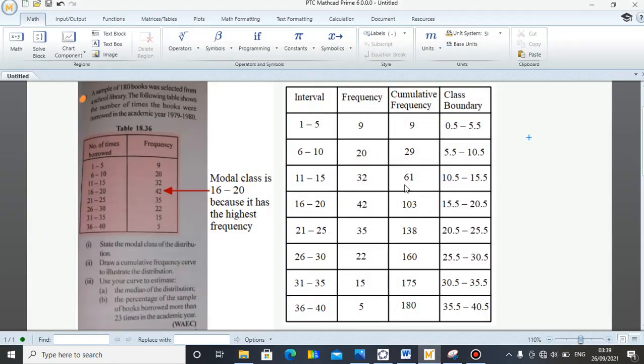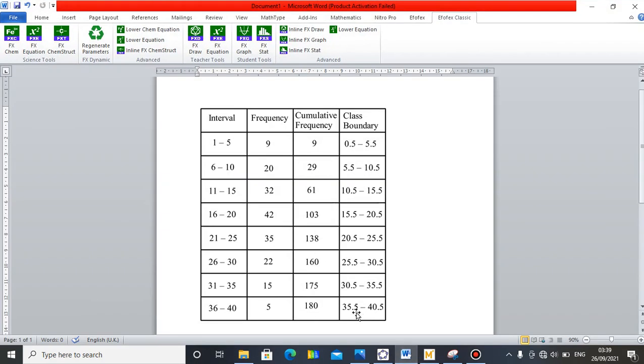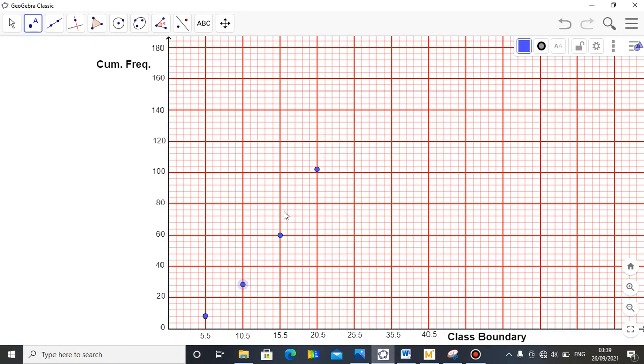Then the next table is 61. So this is for 61. So I think this one is still okay. So 61 should be around this place. Let me move down a little. So 61 should be somewhere here.